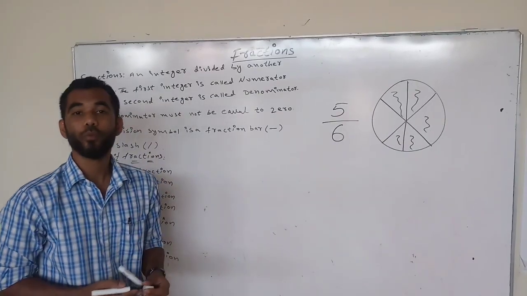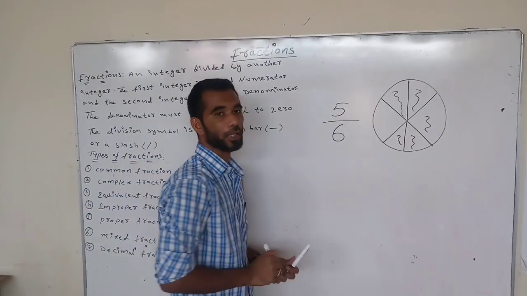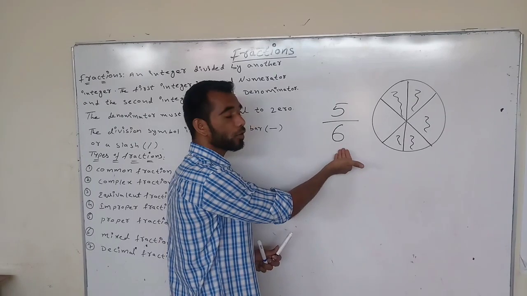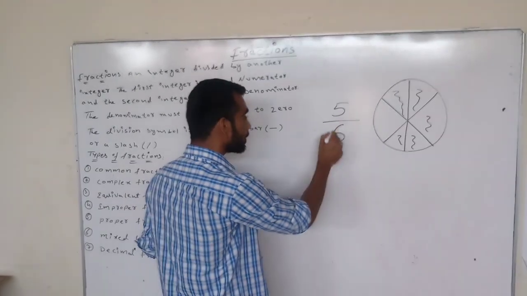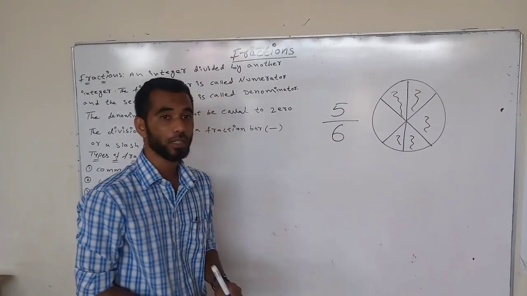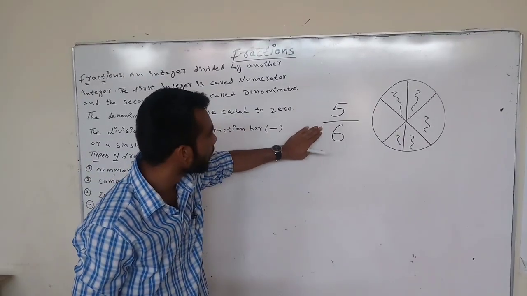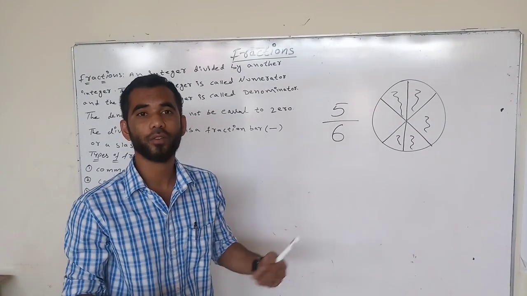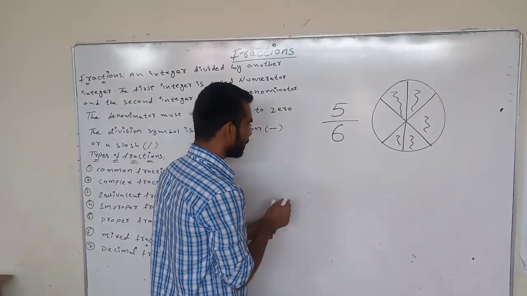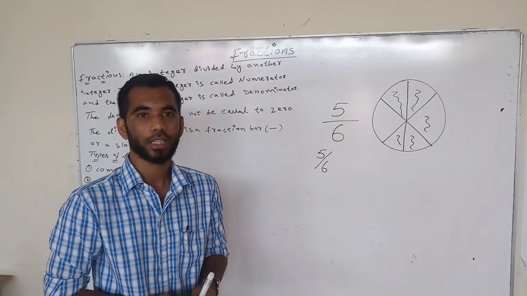Now we will learn about the numerator and the denominator. What is the numerator? The upper number is called the numerator. Remember, the upper number is the numerator and the lower number, the number which is written down, is called the denominator. The line which divides the numerator and denominator is called the fraction bar. What is a fraction bar? The line which divides the two integers. Or in some cases, you will write 5/6. It is called a slash.